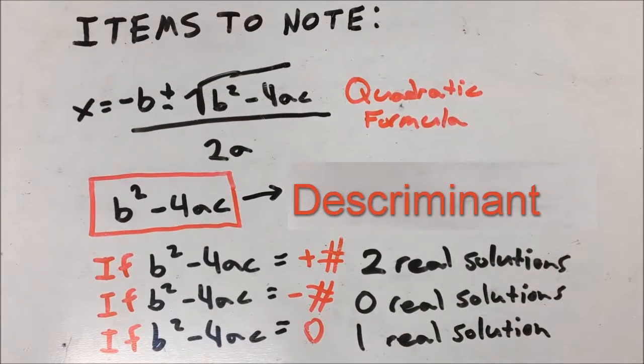There are some items you have to note. The quadratic formula is x equals negative b plus minus square root of b squared minus 4ac all over 2a. If b squared minus 4ac is positive, then there are two real solutions. If it's negative, then there are no real solutions, and if it equals 0, then there's only one real solution.